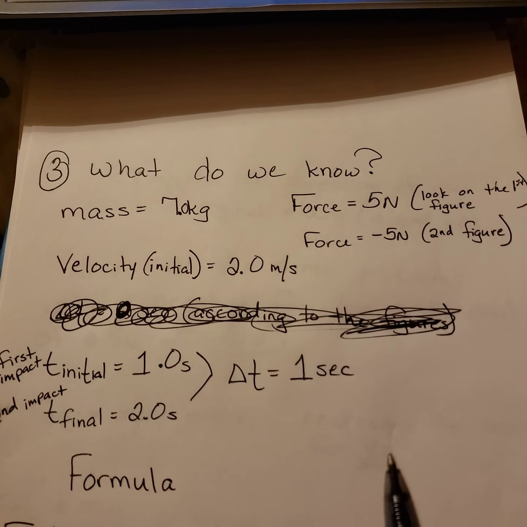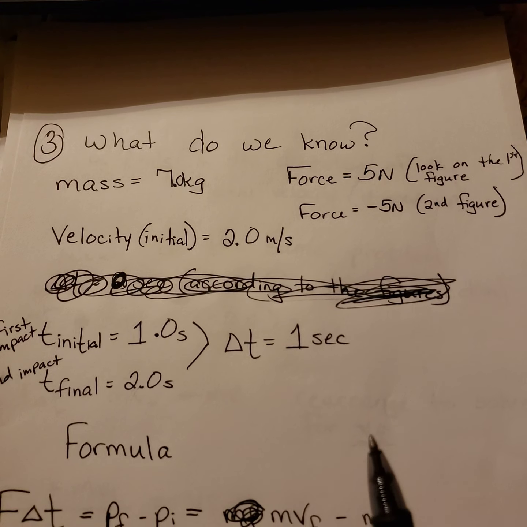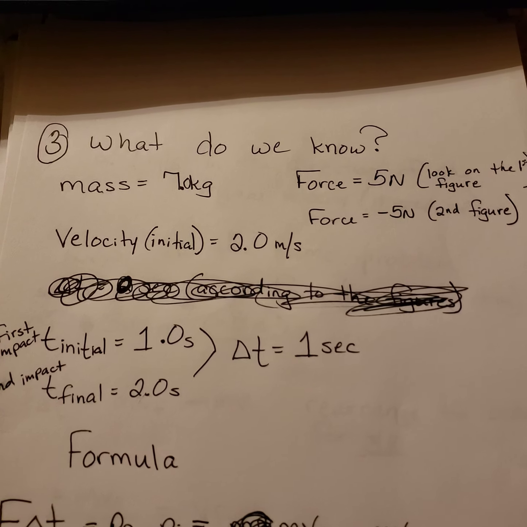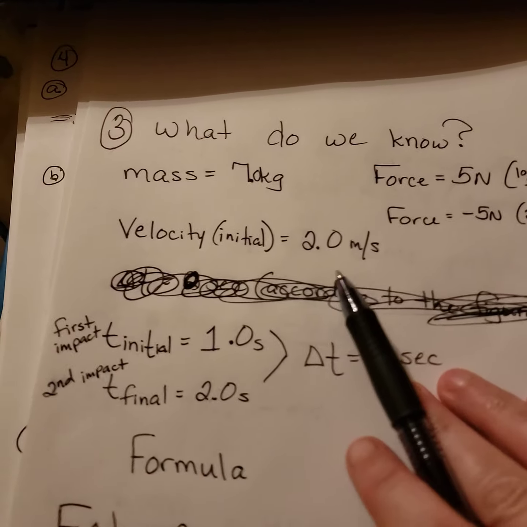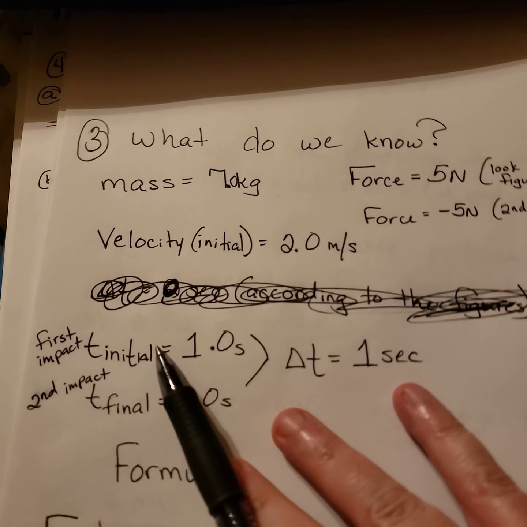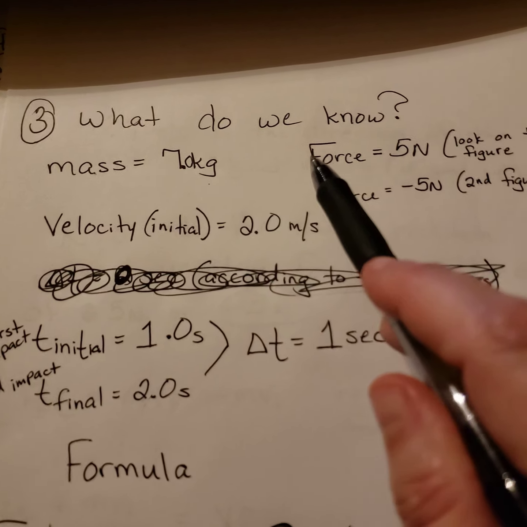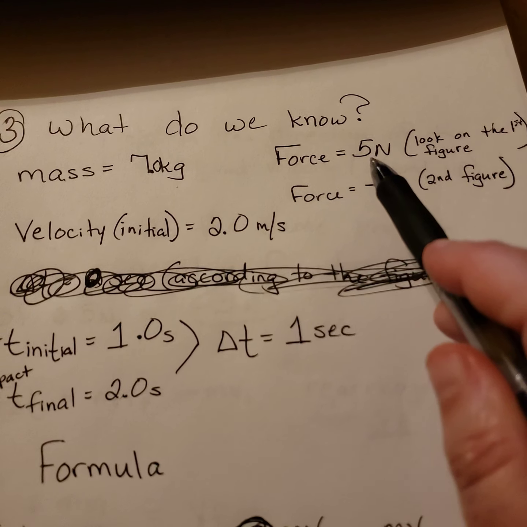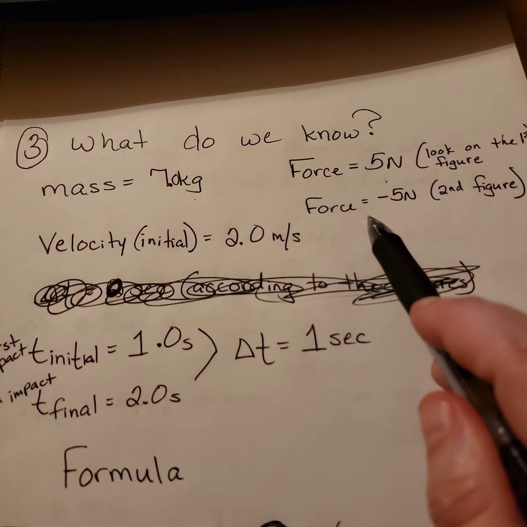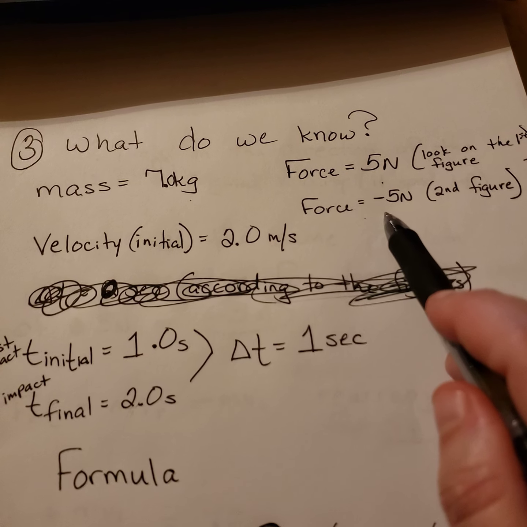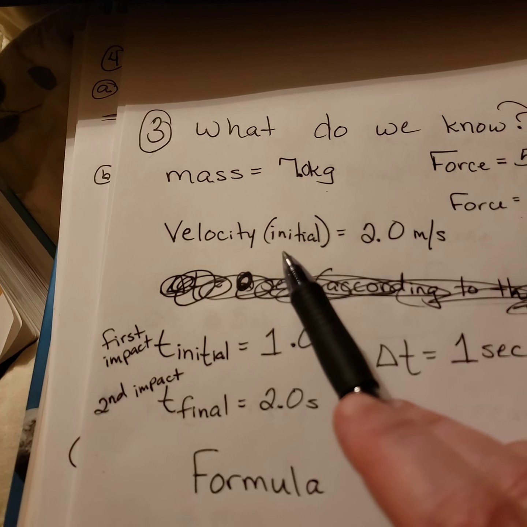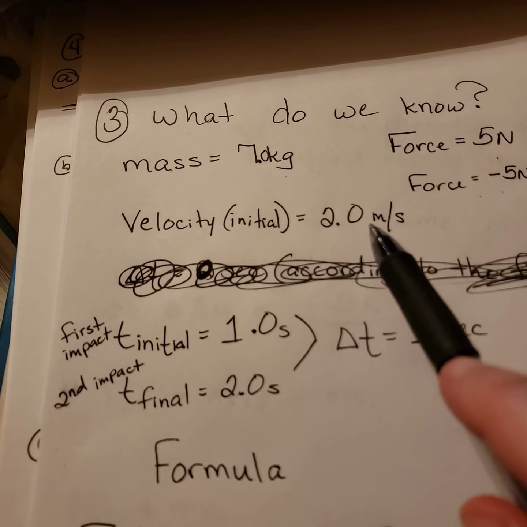Okay, so we start like we do with everything in physics. What do we know? We know that the mass is 7.0 kilograms. We know that the first force is 5 newtons. The second force is negative 5 newtons. The initial velocity is 2 meters per second.